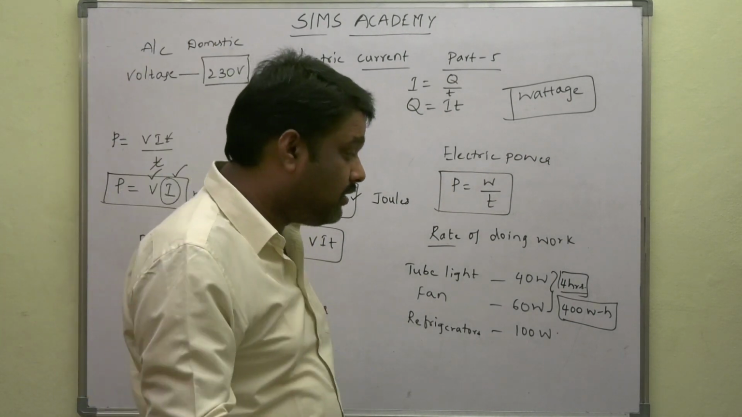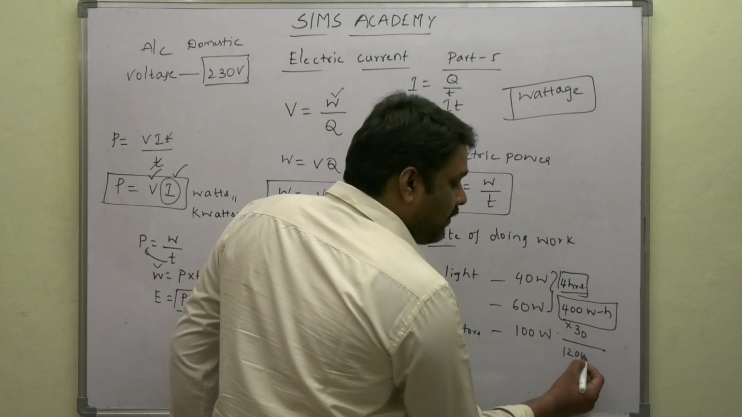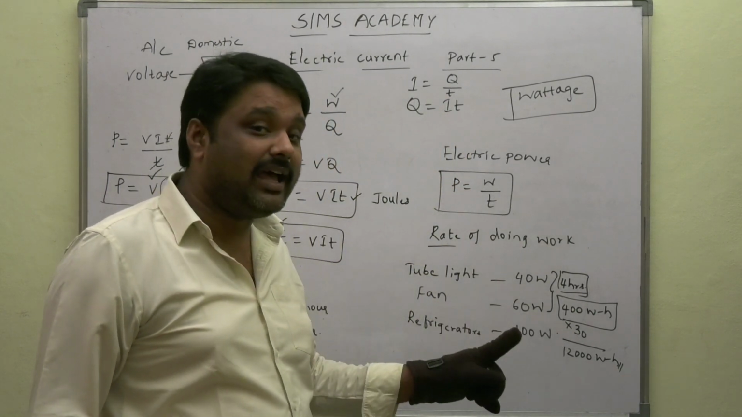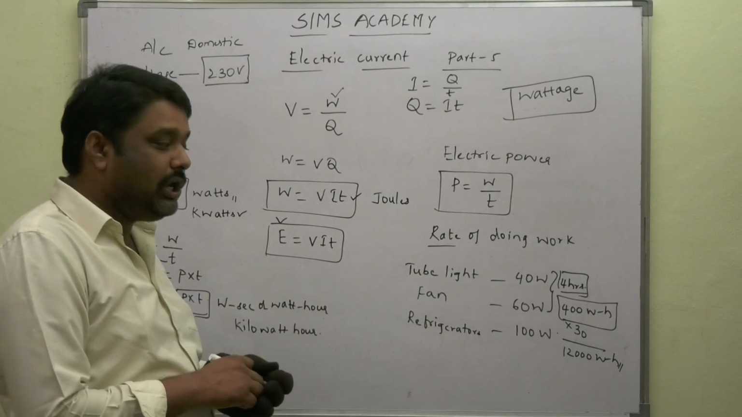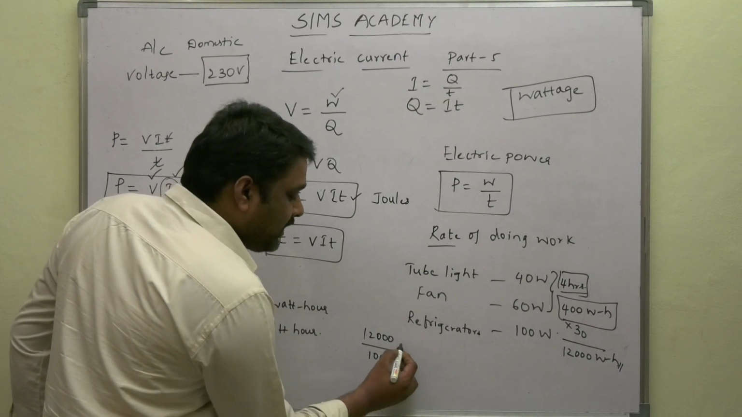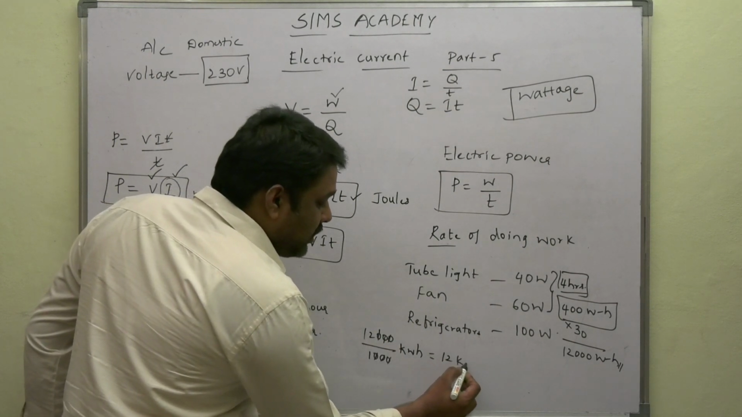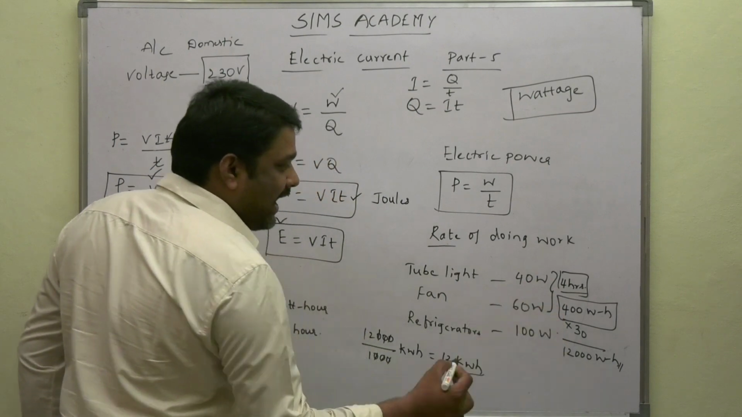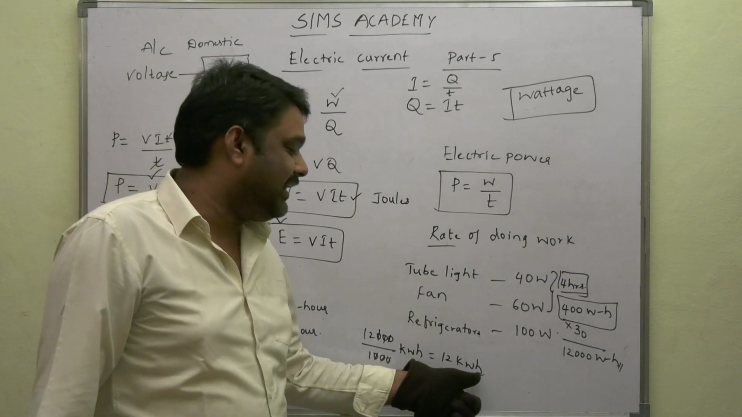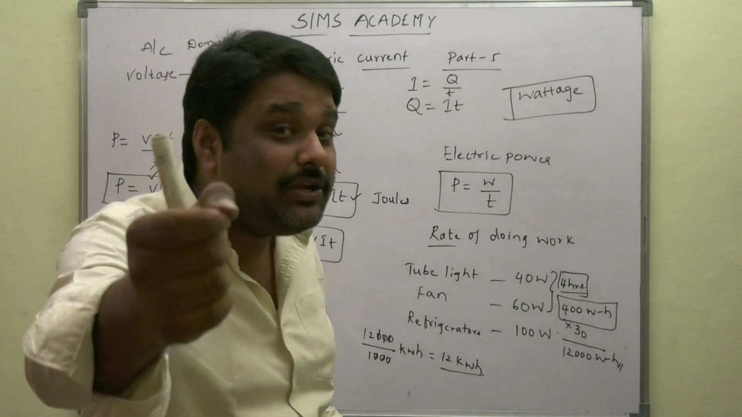Then for per month, 400 into 30, it is 12,000 watt hours. If I convert that into kilowatt, 12,000 watt hours divided by 1000 gives me the kilowatt hour. That means if I use a tube light and a fan 4 hours a day, then how many kilowatt hours of electrical energy is being utilized? 12 kilowatt hours of electrical energy is being utilized.